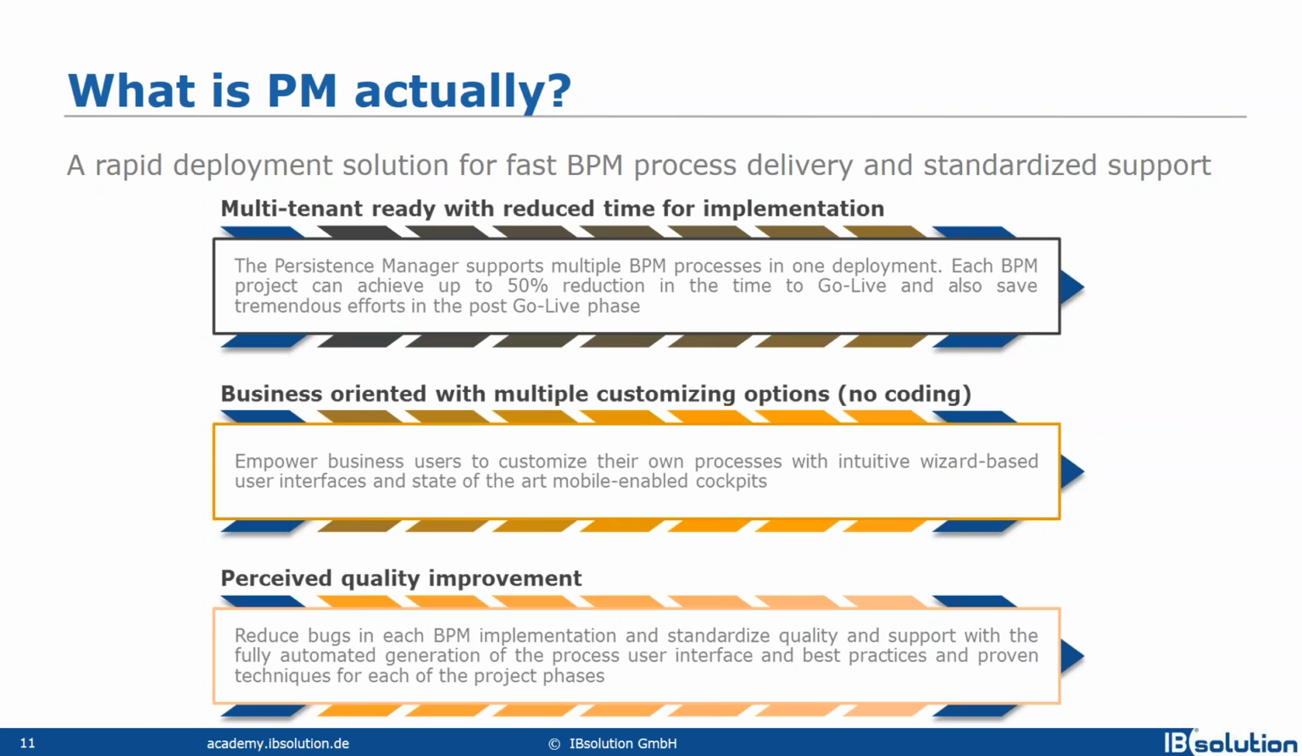This leads in most of the times, of course, to a quality improvement, because when you don't have to write any code, then you cannot make any bugs. That's clear. So once the code is gone and already pre-defined and pre-prepared for you, then the implementation and the standardization are taking place, and they're leading to improvements, which are not only, as we said, in the quality and the support, but also using best practices and proven techniques for each of the project phases in order to achieve that 50% reduction in time, which we mentioned already.